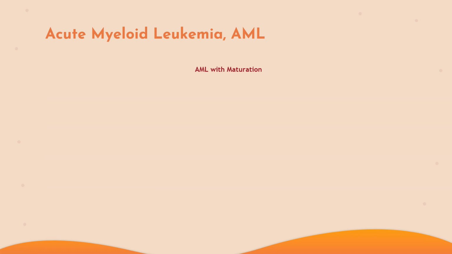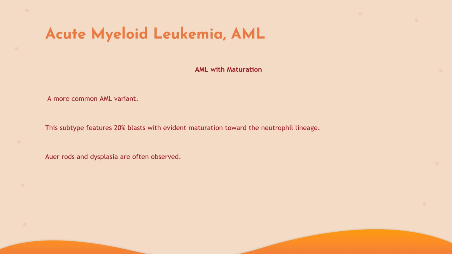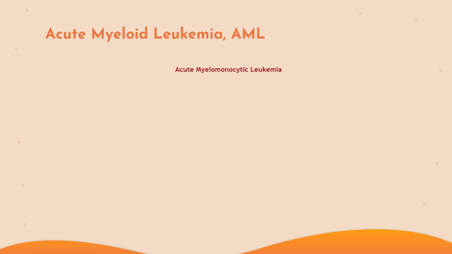Moving forward, we have AML with maturation, a more common AML variant. This subtype features 20% blasts with evident maturation toward the neutrophil lineage. Auer rods and dysplasia are often observed. Now, let's explore acute myelomonocytic leukemia.